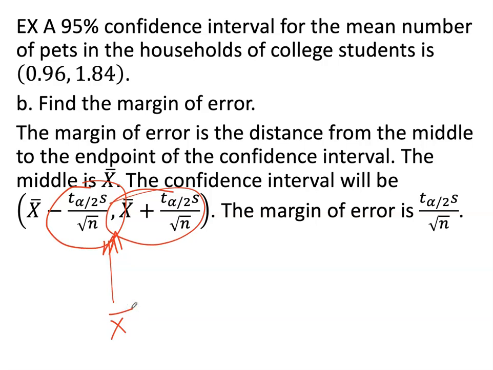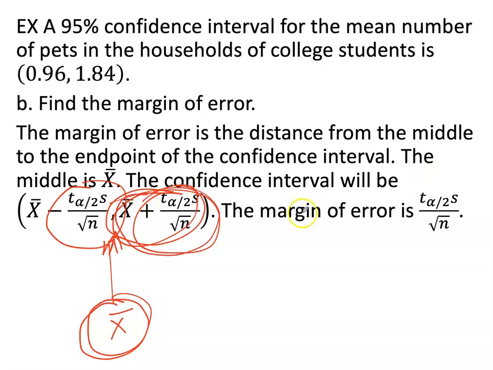The margin of error is the distance from the middle to the endpoints of the confidence interval. The distance from x bar, the middle, to the endpoints is just going to be t sub alpha over 2 s over square root n. That's the distance between x bar and x bar plus t sub alpha over 2 s over square root of n. So this stuff over here is going to be the margin of error. Now, that doesn't really help us because we don't know any of this stuff.